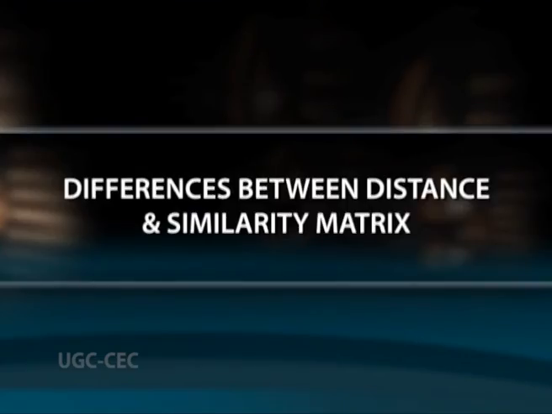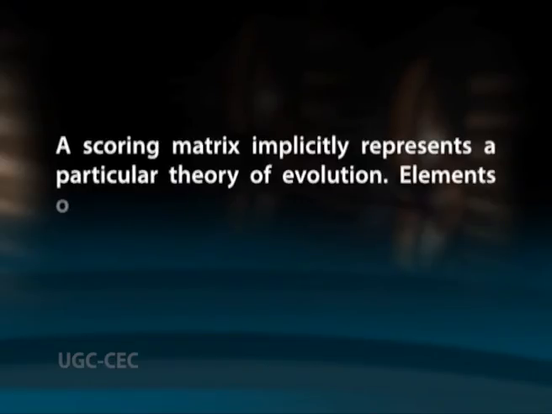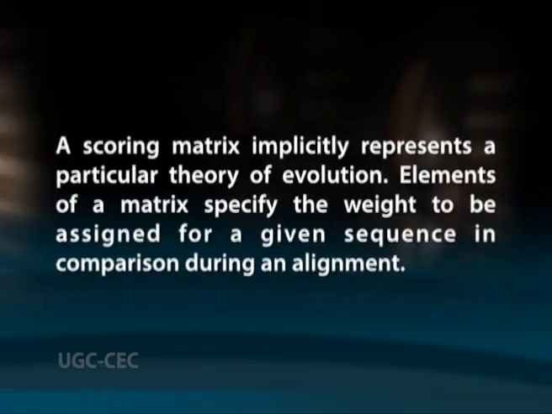Differences between distance and similarity matrix. There are important differences in the ways that the PAM and BLOSUM scoring matrices were derived, and these differences should be appreciated when interpreting the results of protein sequence alignments. A scoring matrix implicitly represents a particular theory of evolution. Elements of a matrix specify the weight to be assigned for a given sequence in comparison during an alignment. When the weight to be assigned is quantified by the measure of similarity for replacing one residue with another, the matrix is termed a similarity matrix.